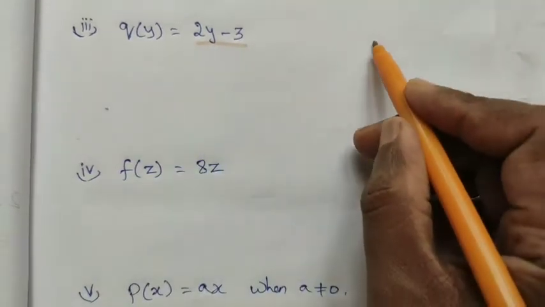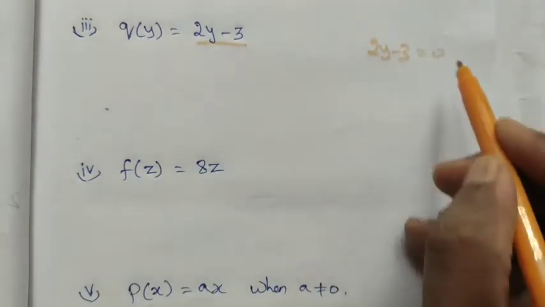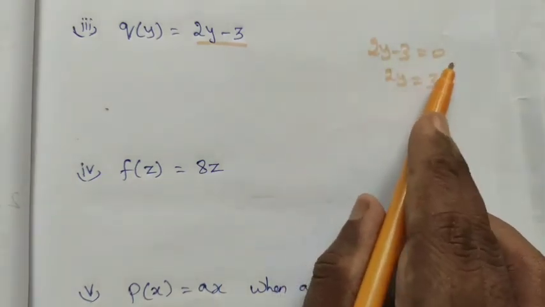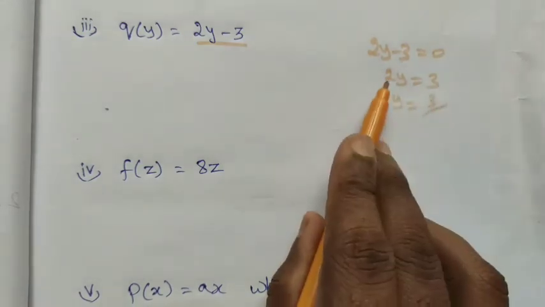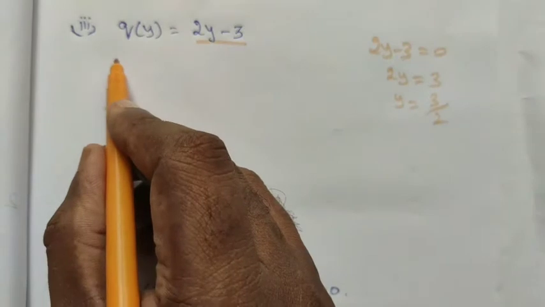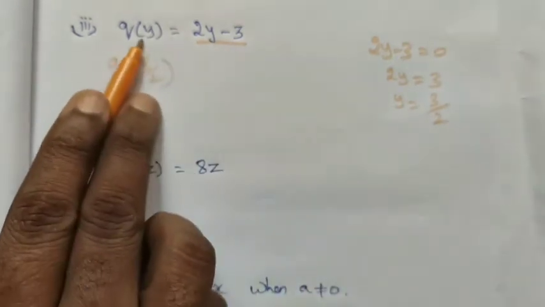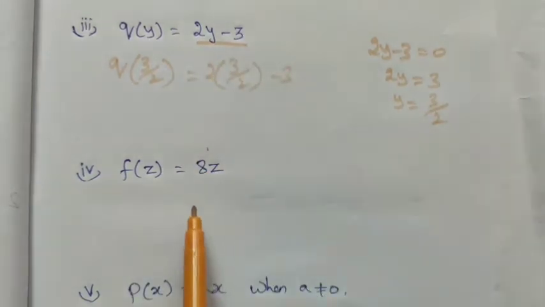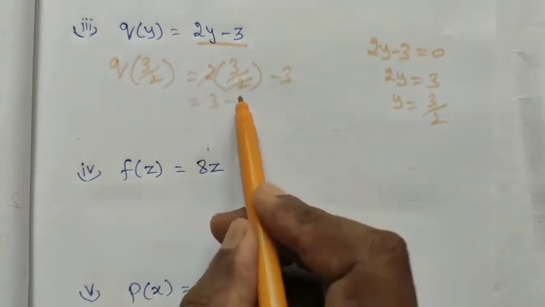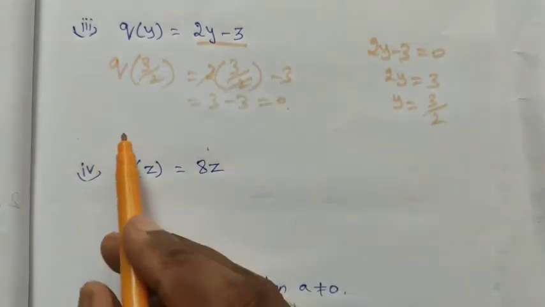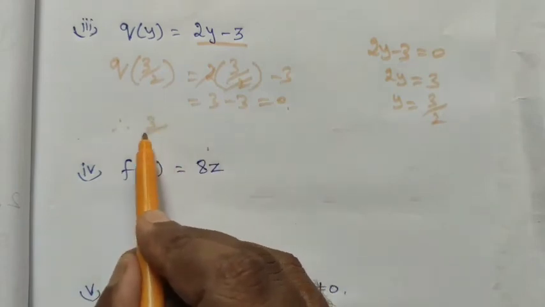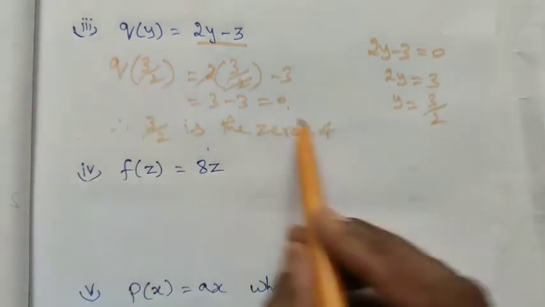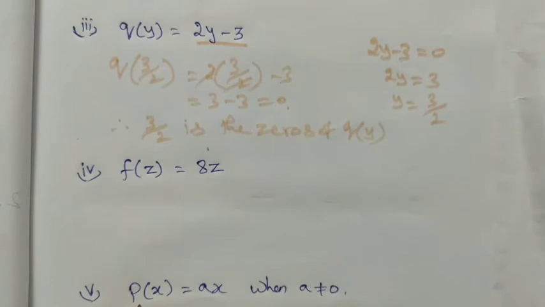Here 2y minus 3 is given. Put equal to 0 for this term. Then 2y is equal to, if I take this minus 3 to the other side it becomes plus 3, then y is equal to 3 divided by 2. So q of 3 by 2, in the place of y I apply the value 3 by 2. This term is equal to 2 into 3 by 2 minus 3. Now 2 is cancelled, we get 3 minus 3 equal to 0. So we get 0, right? Therefore 3 by 2 is the zero of q of y, or we can write the polynomial.